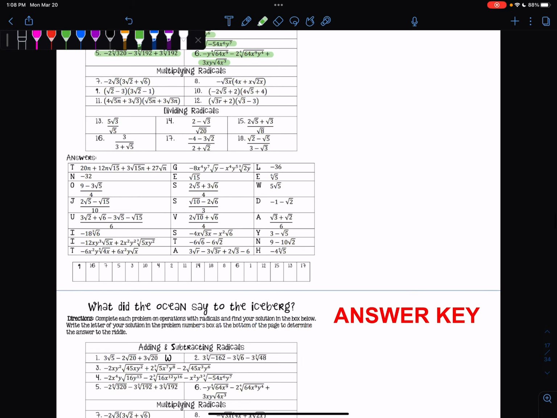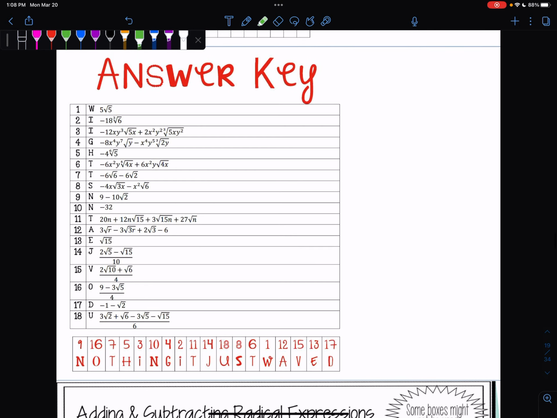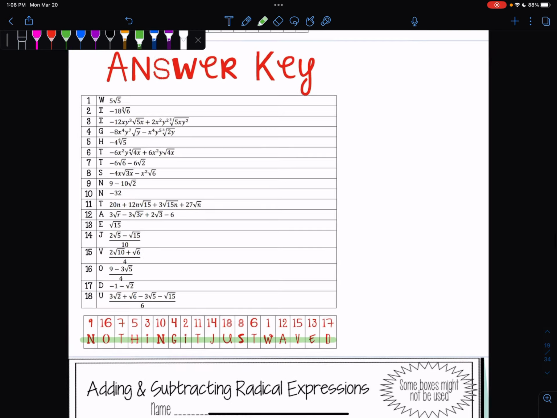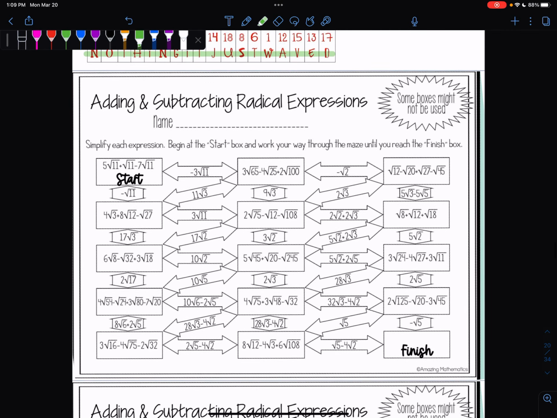All right, thanks for coming back. So here is your answer key. We have 1 was W, 2 is I, 3 is I, 4 G, 5 H, 6 T, 7 T, 8 S, 9 N, 10 N, 11 T, 12 A, 13 E, 14 J, 15 V, 16 O, 17 D, 18 U. And it should say nothing. It just waved. There you go. Very punny joke on waves. So the question was, what did the ocean say to the iceberg? Nothing. It just waved.